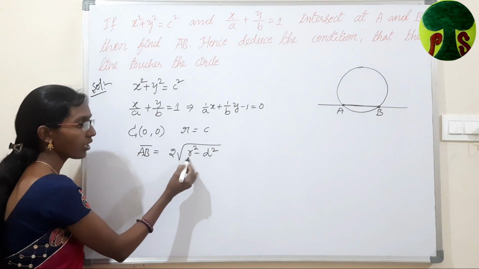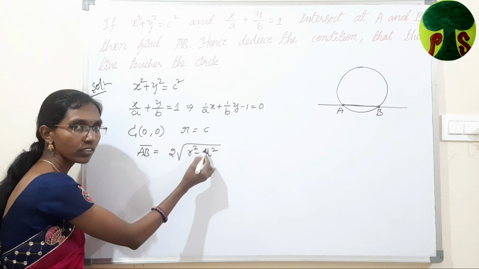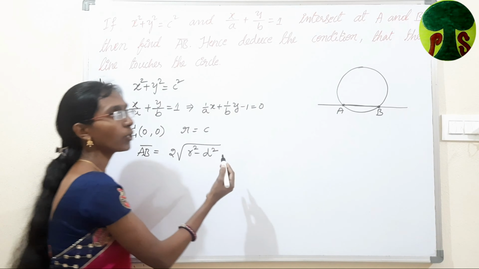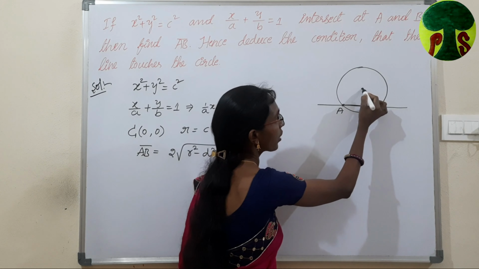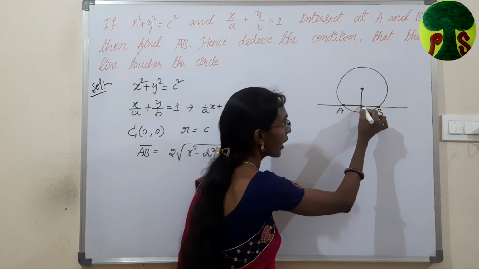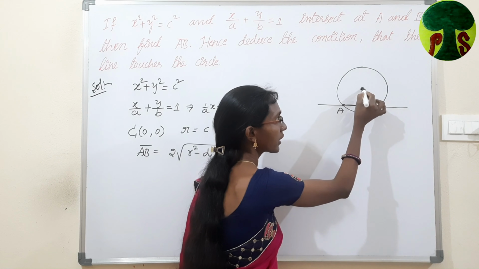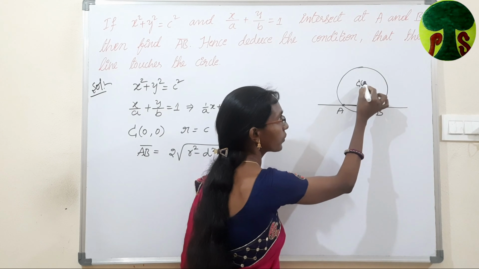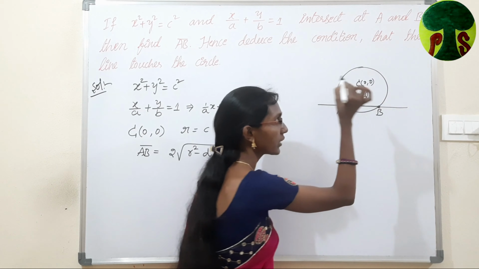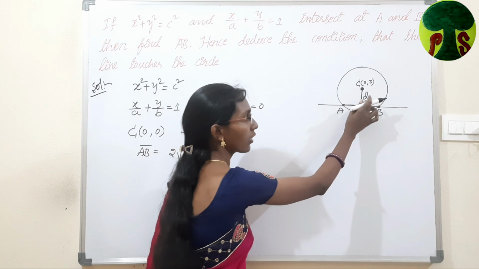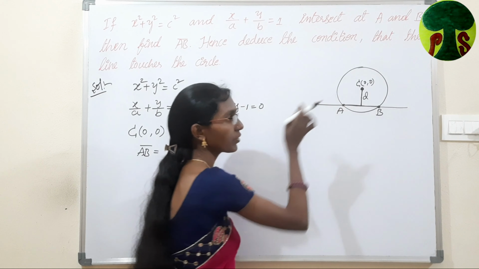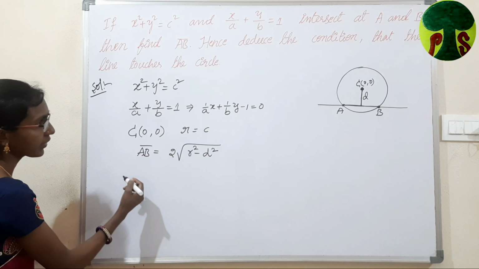Here we know the value of r. What is d here? d is nothing but the perpendicular distance from the center to this line. The perpendicular distance from the center to this line is nothing but d. That value we have to find to get the length of the chord AB. Let us find that first.